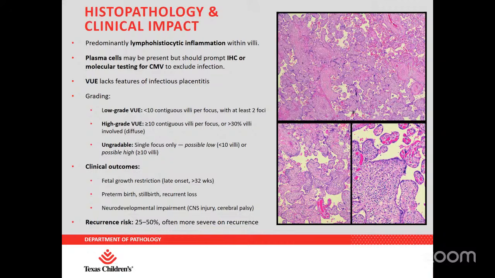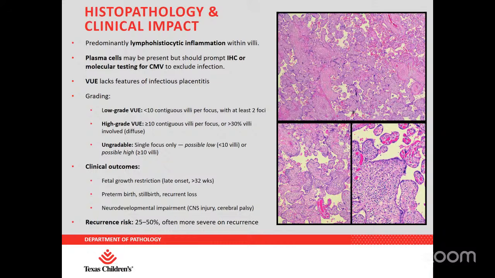VUE tends to have a patchy pattern with clusters of affected villi scattered among normal ones. Plasma cells can show up too, but if they're prominent, that should really raise suspicion of possible infection, particularly CMV, and prompt the use of confirmatory stains or PCR testing. We grade the lesion based on how much of the villus tissue is involved: fewer than 10 contiguous villi for low-grade lesions, and 10 or more, or roughly 30% of the villi, for high-grade or diffuse cases. Other features we often see include vascular injury, avascular villi, and perivillous fibrin.